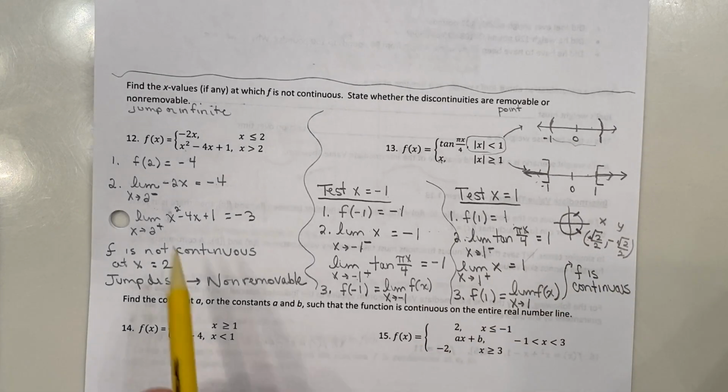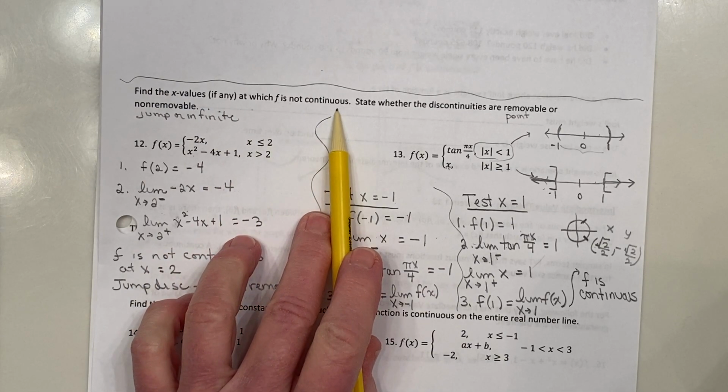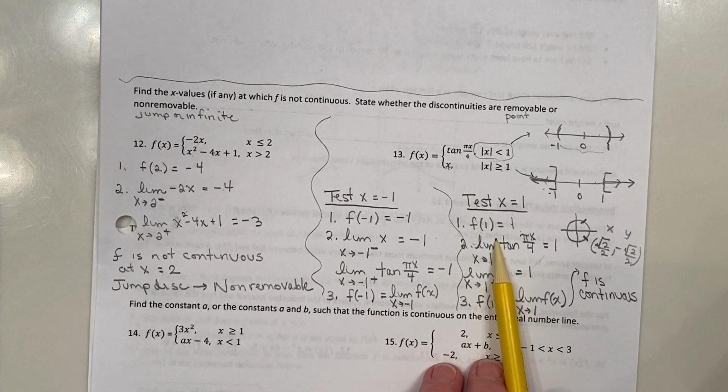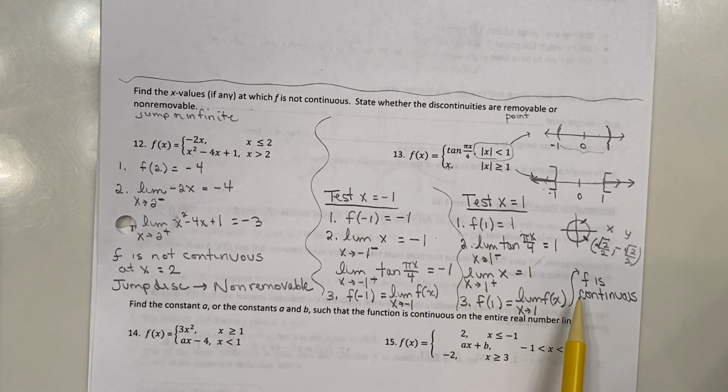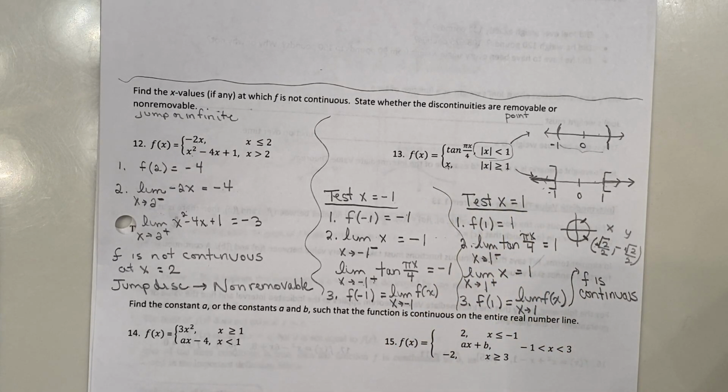So going back to the question, find the x values, if any, at which f is not continuous. The only suspicious places were x equals -1 and 1. We investigated both those x values, and we found out that the function is continuous across its entire domain.